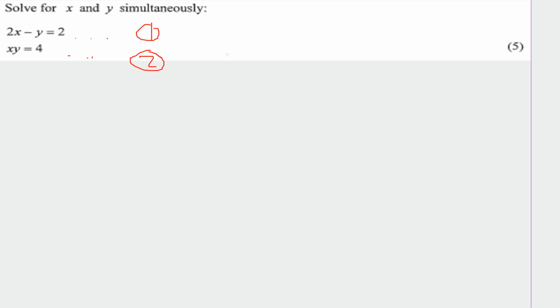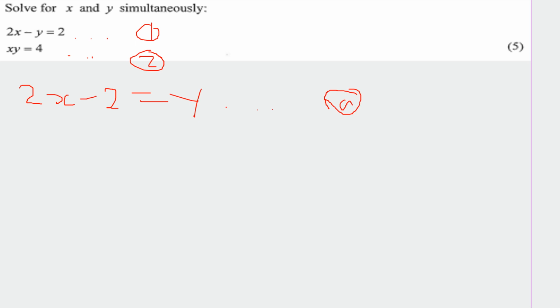So basically, we're going to have what? We're going to have 2x, and then we transpose what? The 2 to the other side, it will be negative 2. Then when we transpose y to the other side, it will be what? It will be positive y. This is our what? Equation 1a. So this is still equation 1, but we just played around with it.